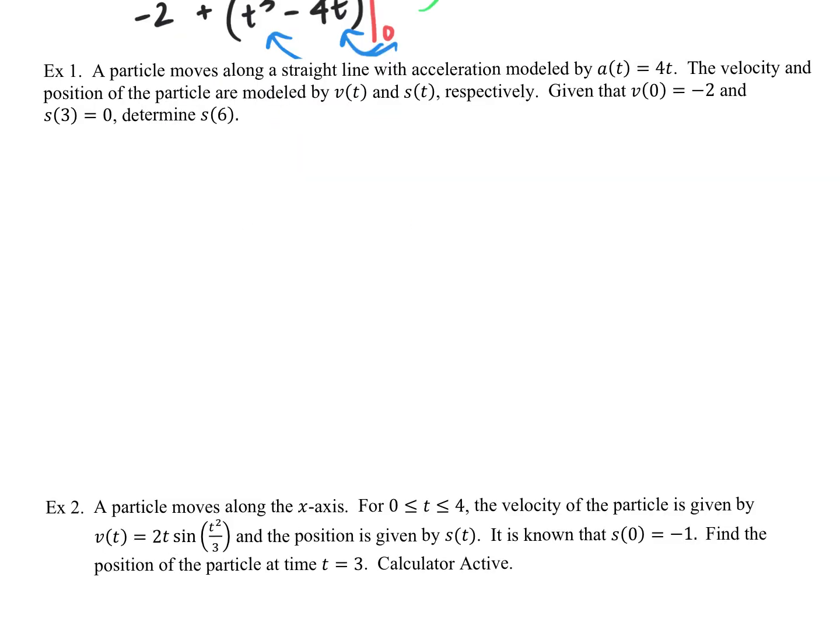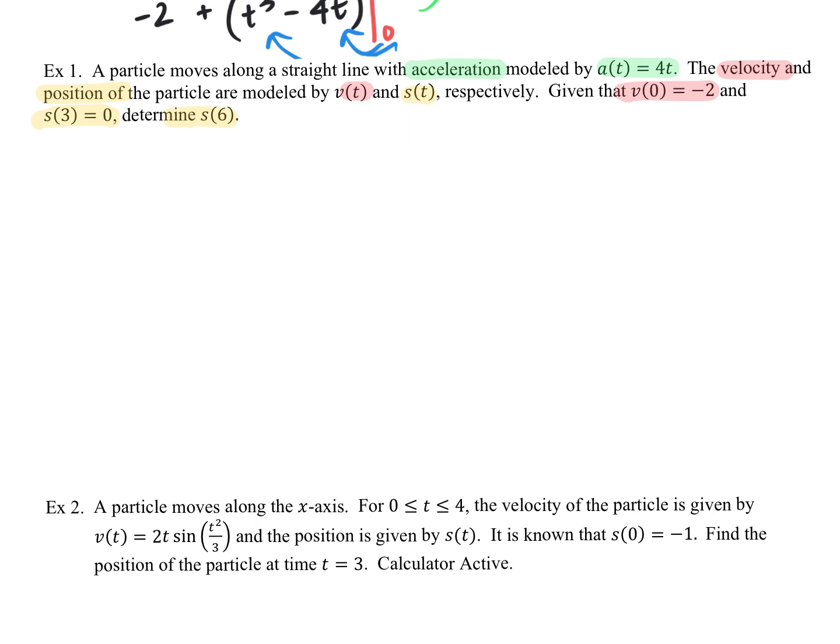Okay, you guys, check it out. I'm giving you acceleration. I'm giving you velocity. Or not really. I'm just telling you velocity is v and position is s. I am telling you v of 0 is -2 and s of 3 is 0, and they want s of 6. Whew, there's a lot going on here. What does it want? Do you agree they want s of 6? Yeah.